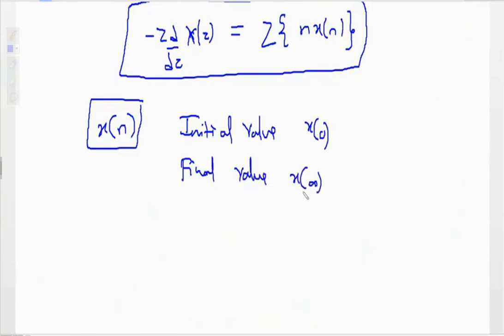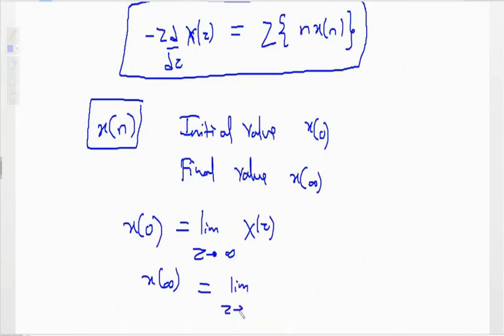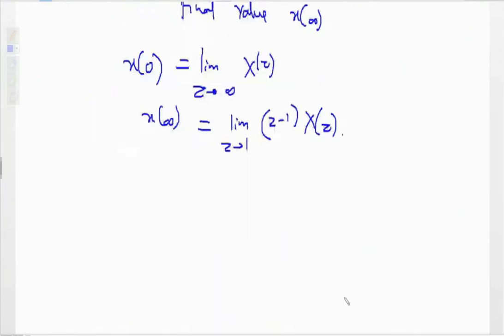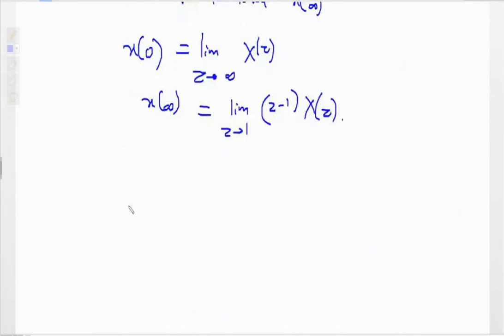There are some formulas. The initial value formula is x of 0 equal to limit z tends to infinity x of z. The final value formula is x of infinity equal to limit z tends to 1 of z minus 1 times x of z. So one question on this. The question is: find the initial value and final value.